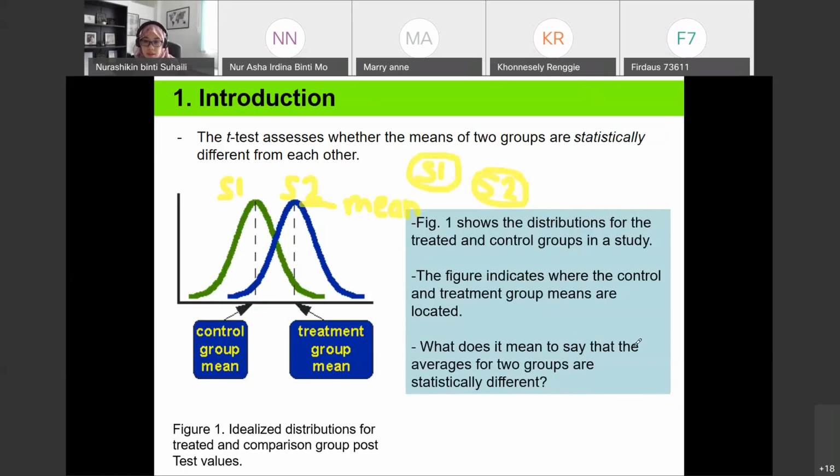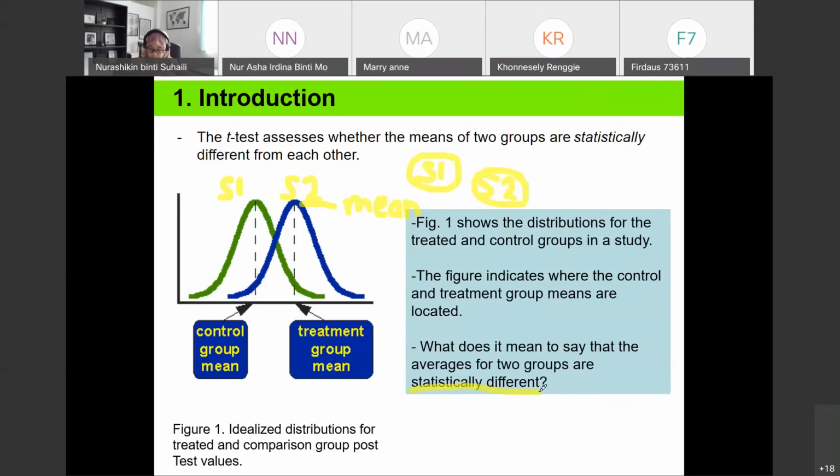So what does it mean to say that the averages for two groups are statistically different? In statistics, when you say that it is significantly different, or not significantly different, it has its own meaning. It's not the same as when we speak generally and say that it's different or not different. In statistics, what is meant by statistically different is actually evaluated based on statistical analysis.